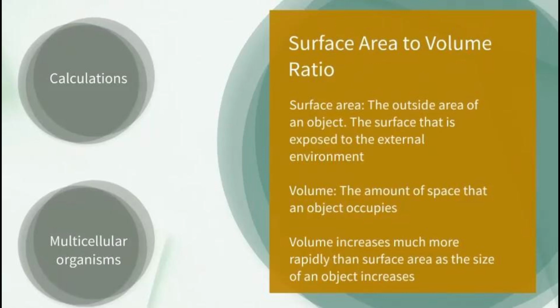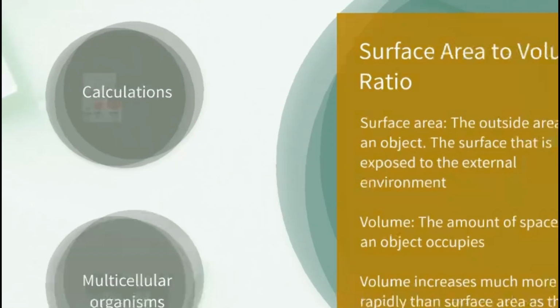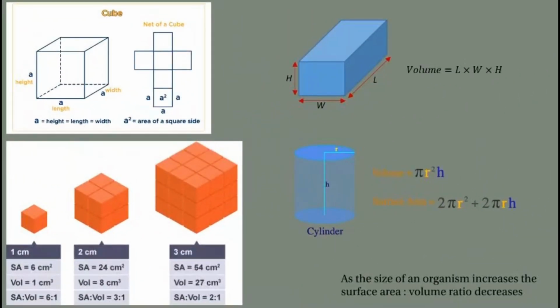The important thing to know is that volume increases much more rapidly than surface area as an object increases. So the volume of an object will get much bigger, but the surface area will only increase slightly. This might sound a bit confusing, so I'm going to go through some examples of exactly how that works in a second. This is where this lesson is going to get a bit more mathsy. There are certain shapes that you will need to know how to calculate the surface area and also the volume of for this module. So we're going to start easy.